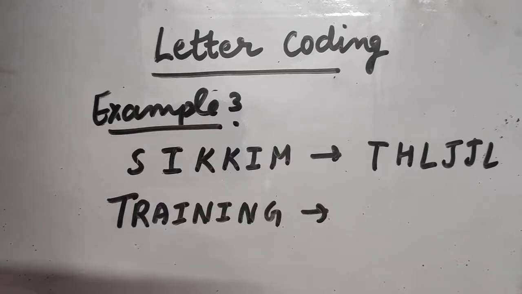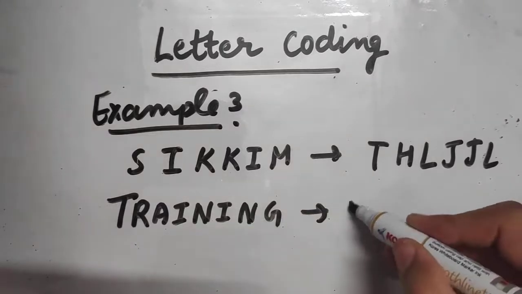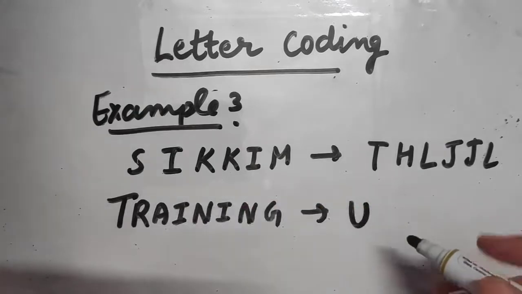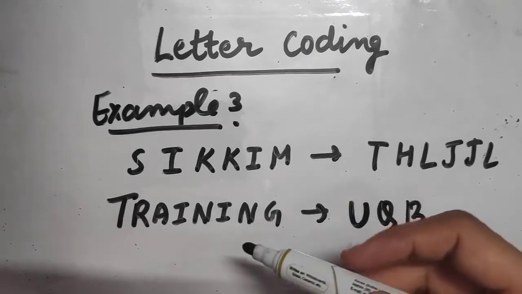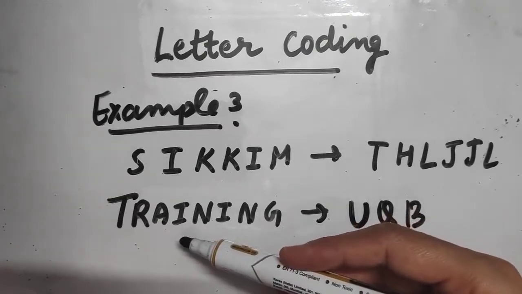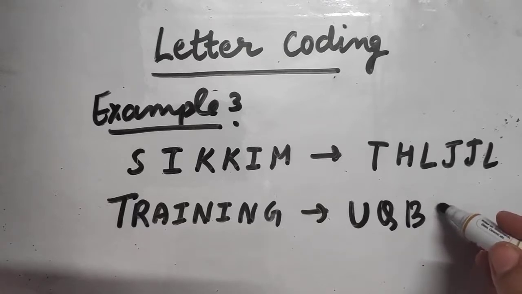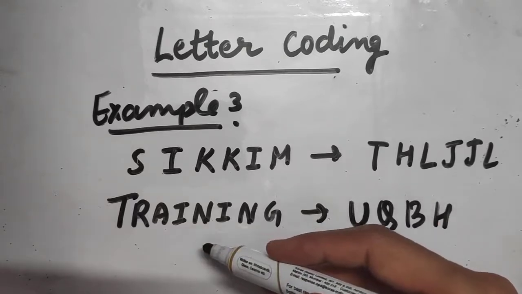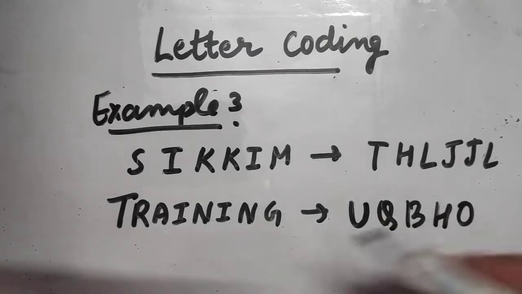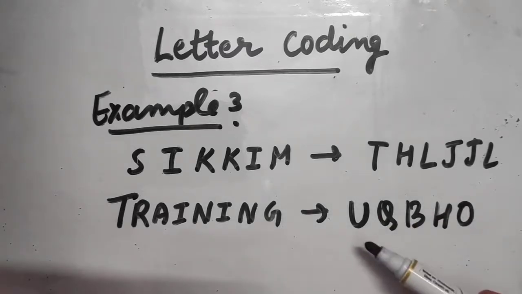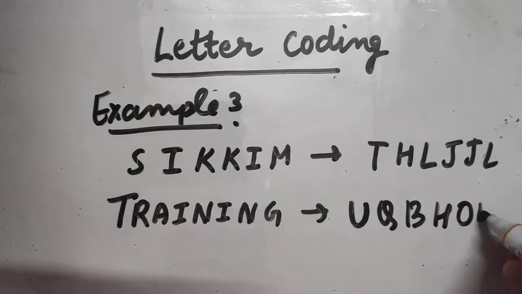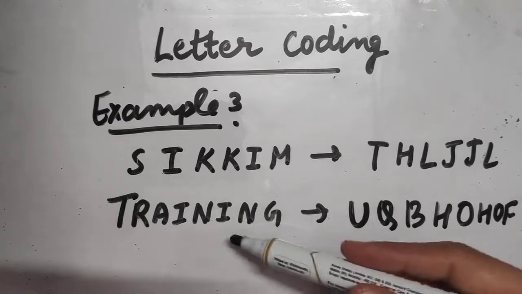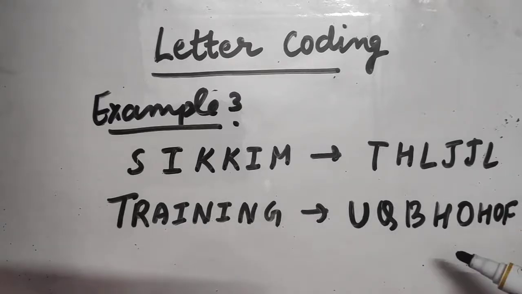So in TRAINING, T will be coded as U, R will be coded as Q, A will be coded as B. Then for I we need to move back, so I will be coded as H. N will be coded as O, and so on. We will get the code UQBHOHOF, following the same pattern, where for every alphabet we move one step forward and one step backward.